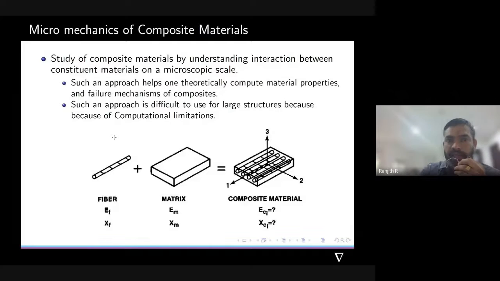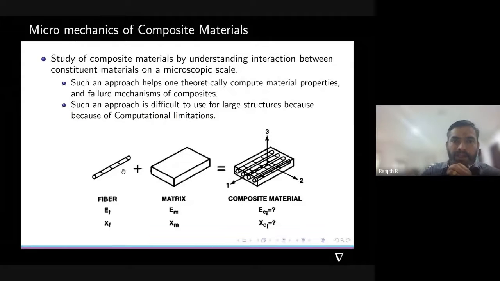Basically, there are three approaches to do an analysis for a composite: microscopic, mesoscopic, and macroscopic. Here in this lecture, I'm going to focus on the microscopic scale, because most of the researchers on the academic side are interested in microscopic analysis. So I will explain from a microscopic point of view.